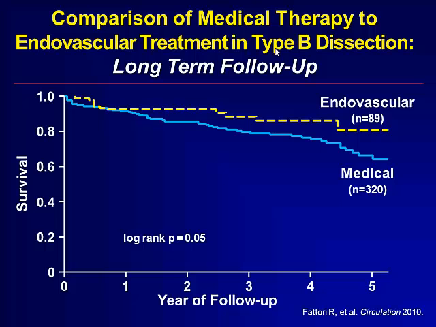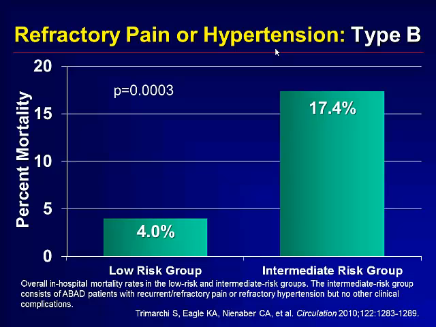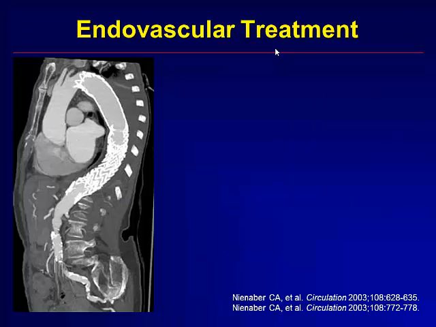So I believe over the next several years we'll see a movement toward additional trials to demonstrate potentially the value of endovascular therapy for at least certain subsets of patients. I want you to consider refractory pain or hypertension to be a complicated dissection. These patients have a more than 4-fold risk of early mortality after their early presentation, and we consider them complicated, and we offer them beyond medical therapy.